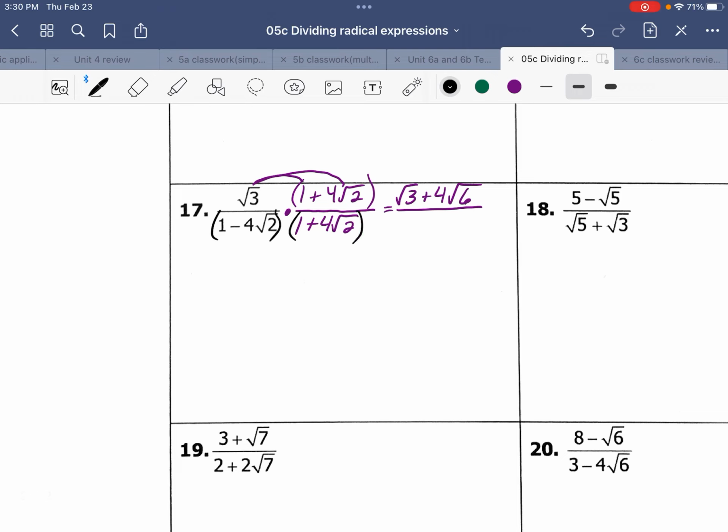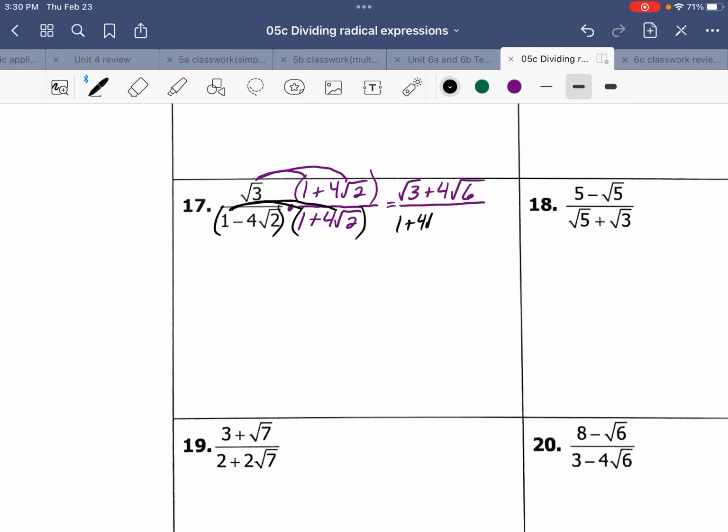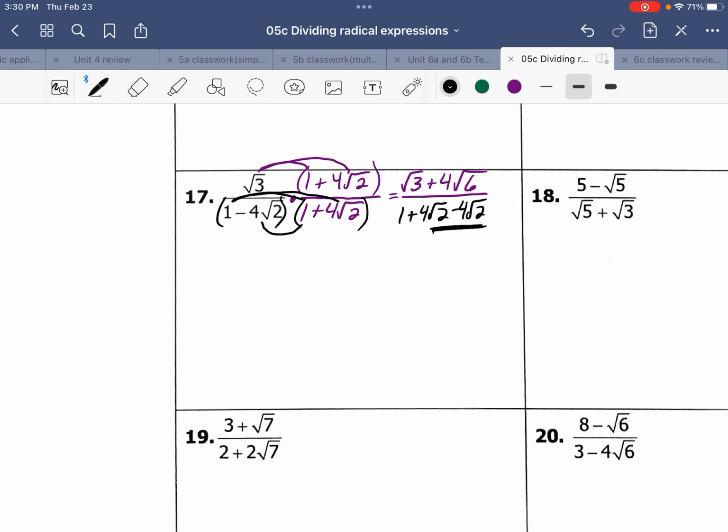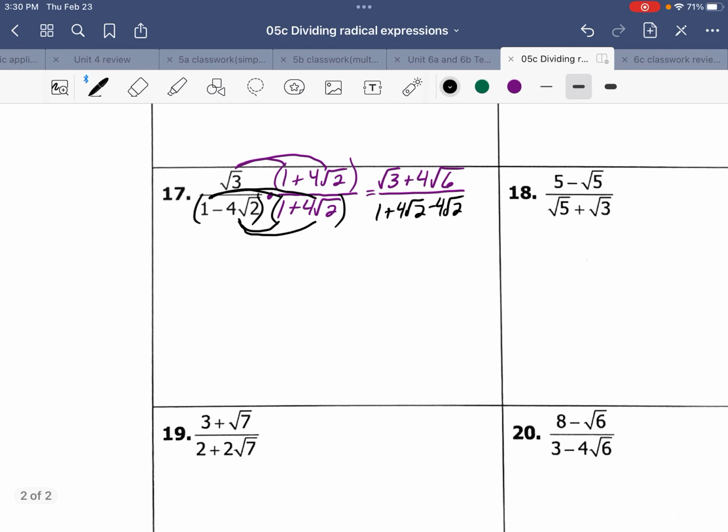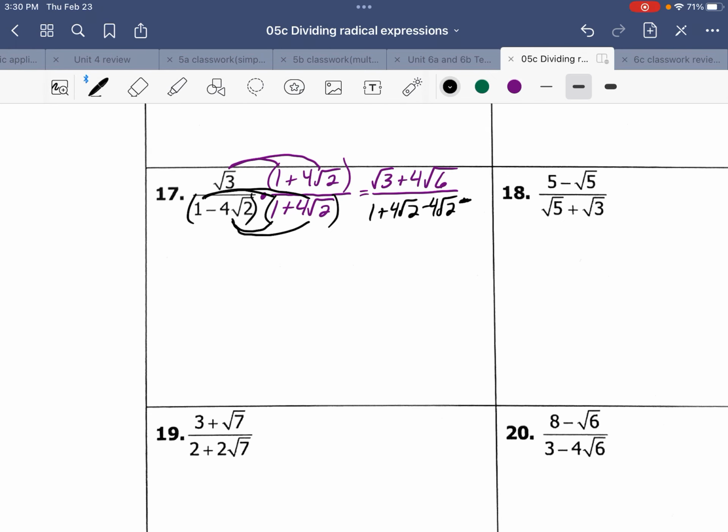In the denominator, we got to worry about that now. We got a binomial times another binomial. We have 1 times 1 is 1. 1 times 4 square root of 2 is a positive 4 square root of 2. Negative 4 square root of 2 times 1 is a negative 4 square root of 2. If you've been following along, you notice that these middle terms should always cancel. That's what happens when you multiply by the conjugate. And then we have a negative 4 square root of 2 times a positive 4 square root of 2. And that's going to end up being a negative 4 times 4 is 16. Square root of 2 times the square root of 2 is the square root of 4.